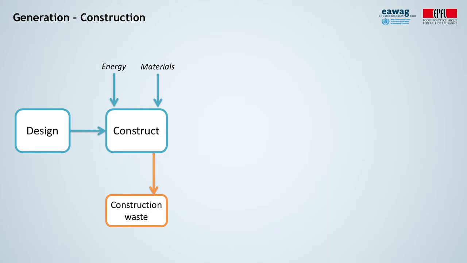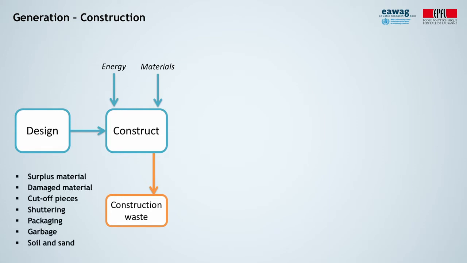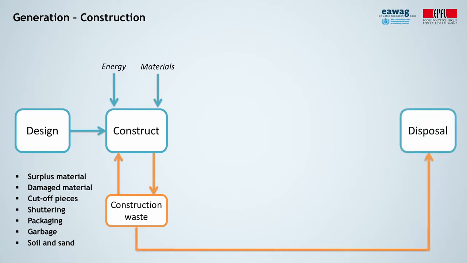Construction waste is normally composed of surplus material, damaged or broken material, cut-off pieces, dismantled shuttering and scaffolding, packaging, garbage generated by the people on the construction sites, and soil and sand from site preparation. This waste could be recovered or disposed of.